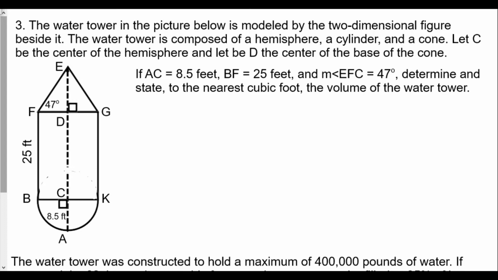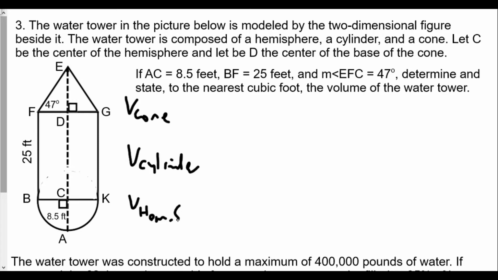And so here we're doing 3 different volumes. The first volume is going to be a cone, so we have the volume of a cone. The second volume is the volume of a cylinder. And the third volume is the volume of a hemisphere.